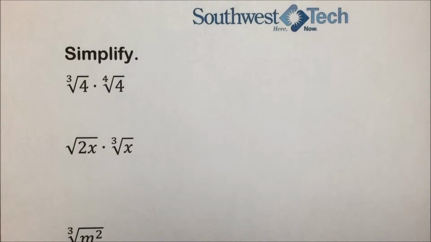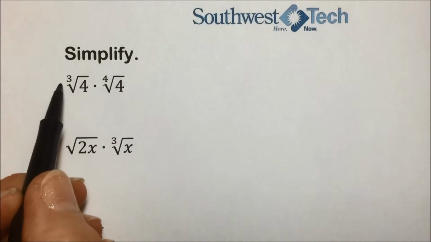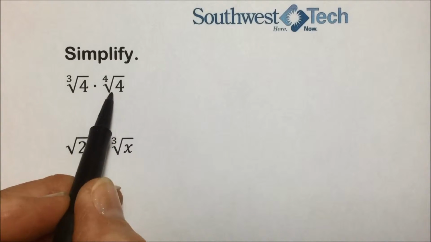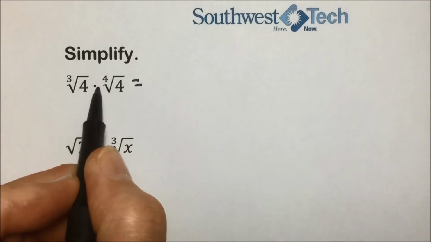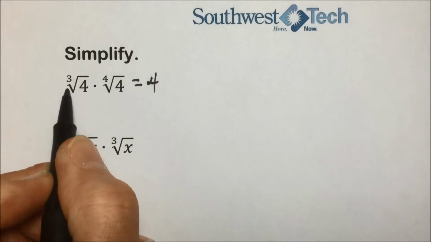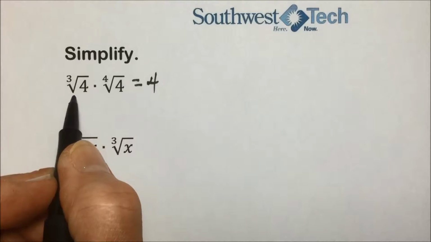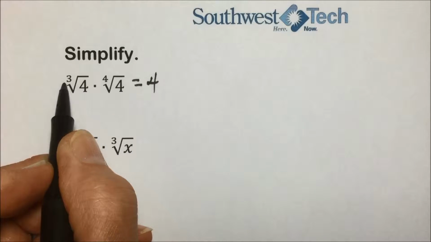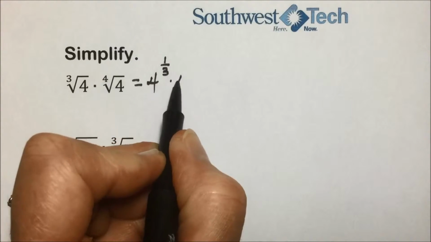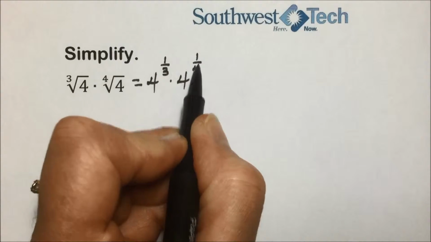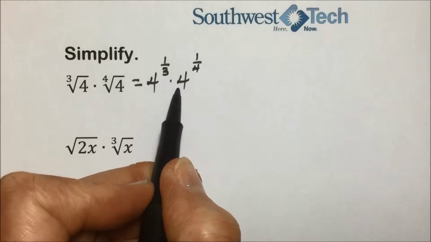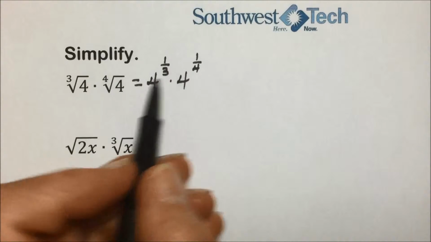In this first example, that's exactly what the problem is. We don't have the same indices, so we cannot multiply the radicands together under a common index. So instead, we will put this in an equivalent exponential form, remembering that the index on the radical becomes the denominator of our exponent. Likewise, with the second term, so we have 4 to the 1/4. This now gives us common bases multiplied together, where we will add our exponents.